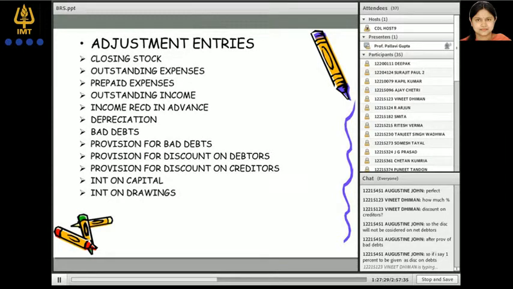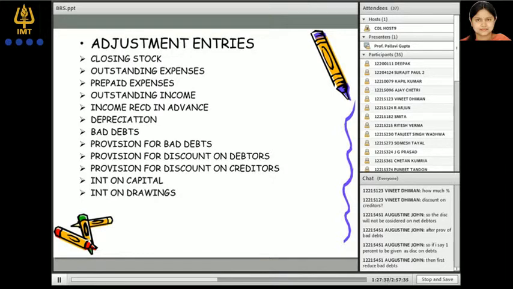So 1% of this amount, 1% of this. Yes, you have to first reduce bad debts. You will certainly not give discount to your bad debts. They're already bad. How much loss will you incur?